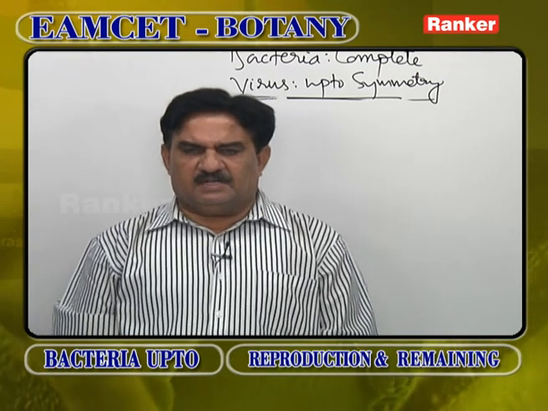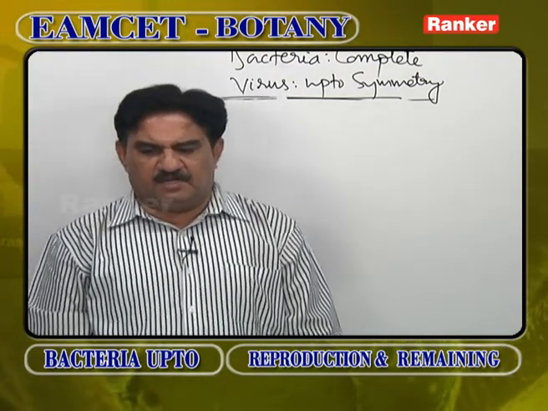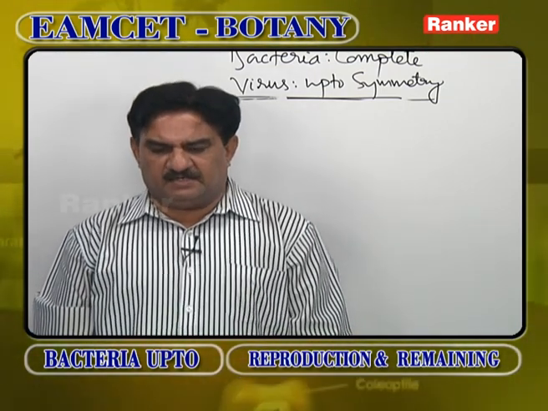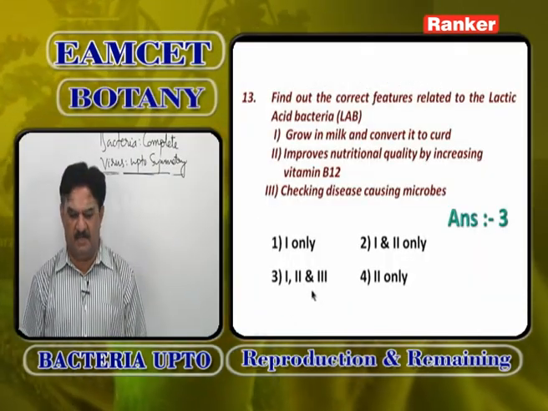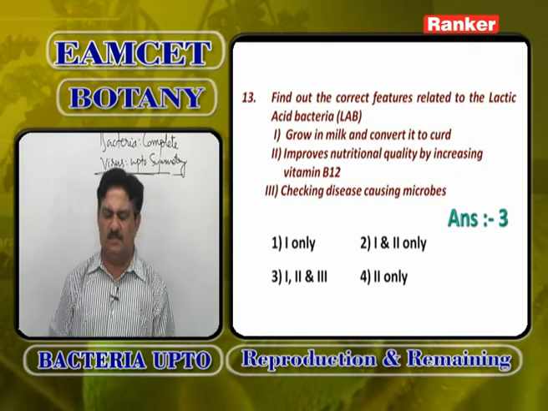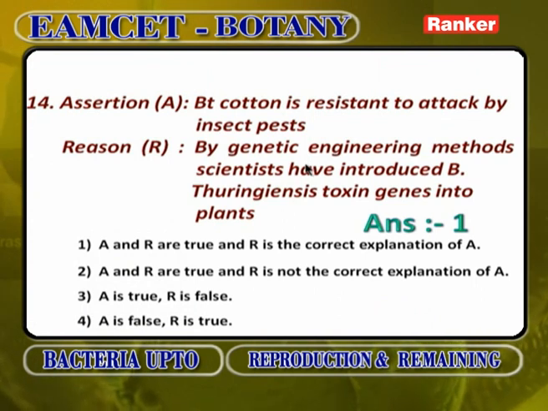So, the correct features related to lactic acid bacteria, LAB: grow in milk and convert it to curd is correct. Improves nutritional quality by increasing vitamin B12 or cyanocobalamin is correct. Checking disease-causing microbes is correct. So, the answer is 1, 2 and 3, the third option. This is an assertion and reasoning question.